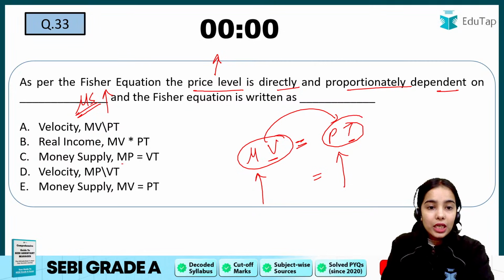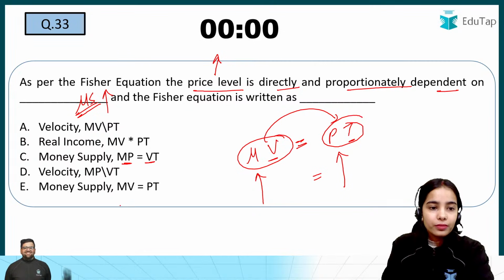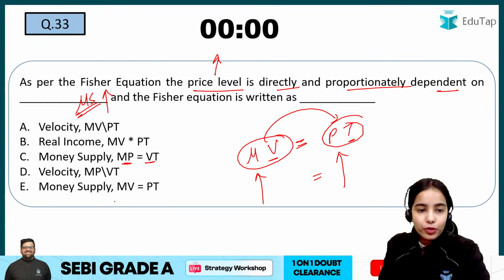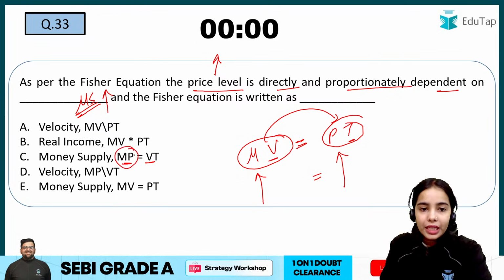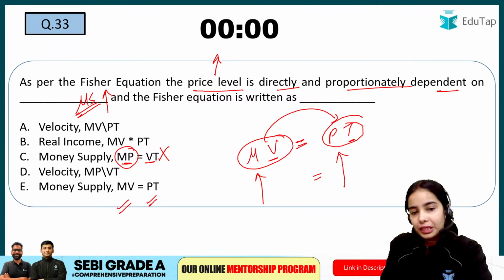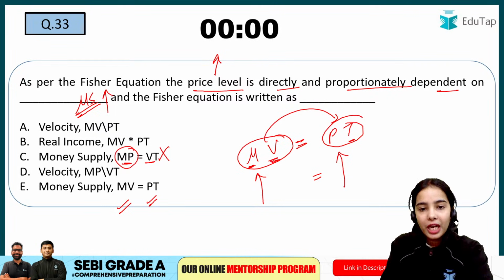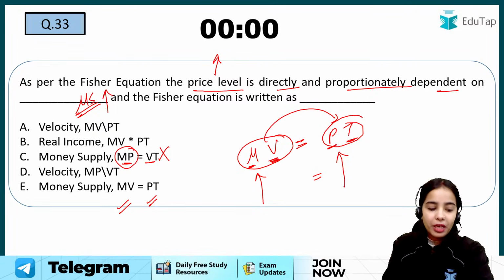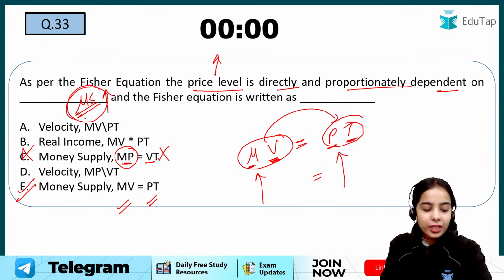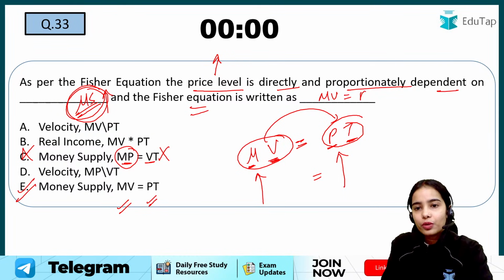Yes. Here, do we have the same option? Himanshu, do we have the same option? No. MP equal to VT is not the equation. MV is equal to PT is the option. Money supply multiplied by velocity is equal to price level multiplied by transactions. So this cannot be answered. This is the answer, that price level is directly and proportionately dependent upon money supply, and Fisher equation is written as MV is equal to PT.